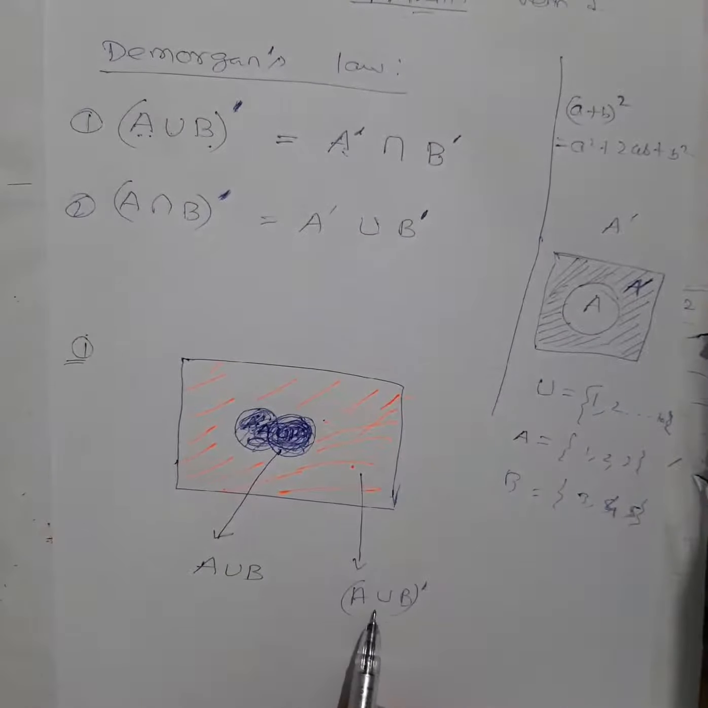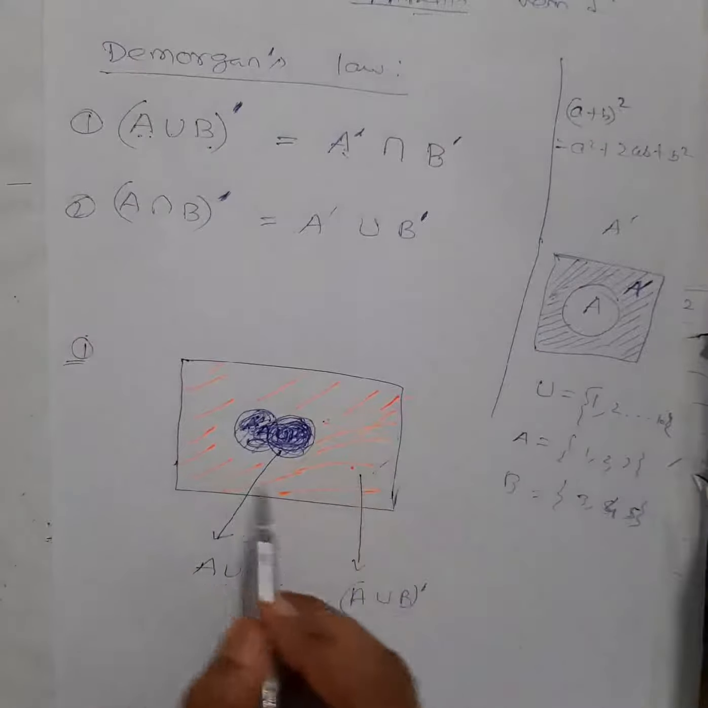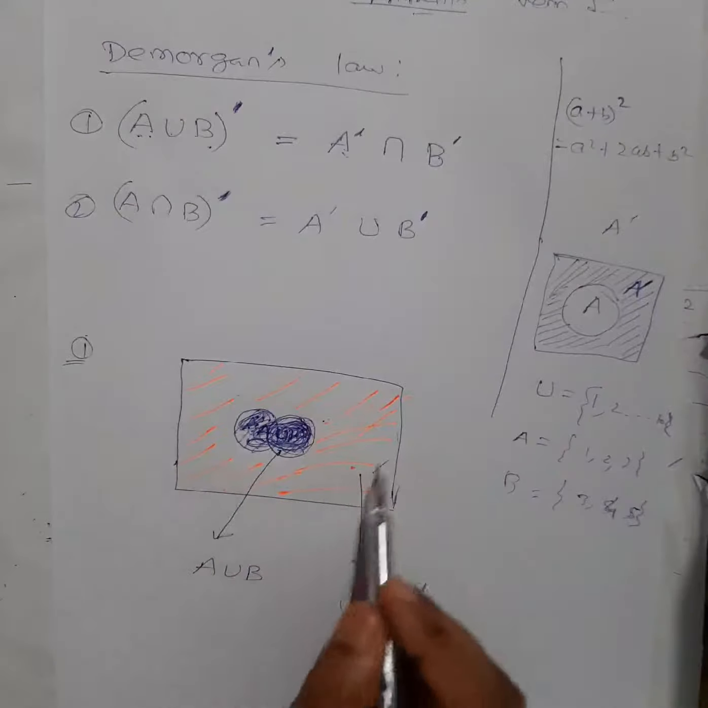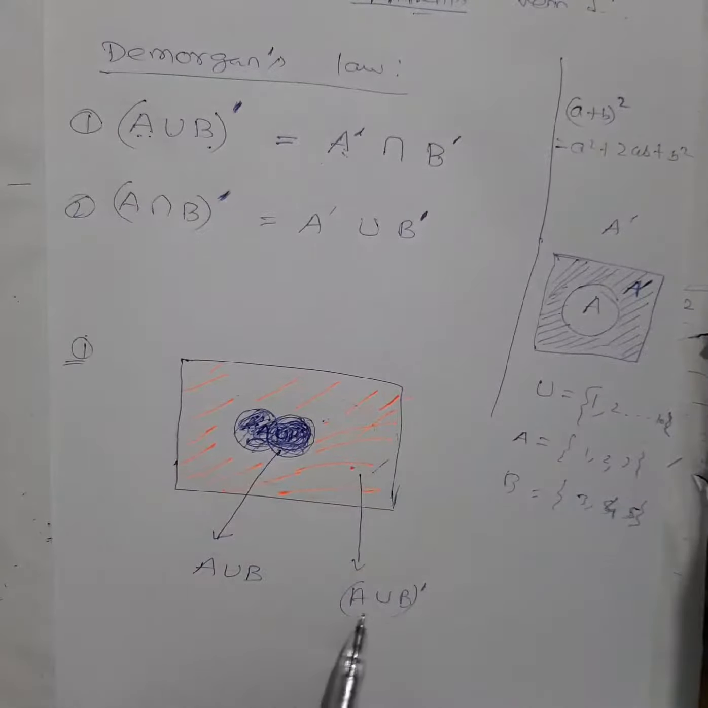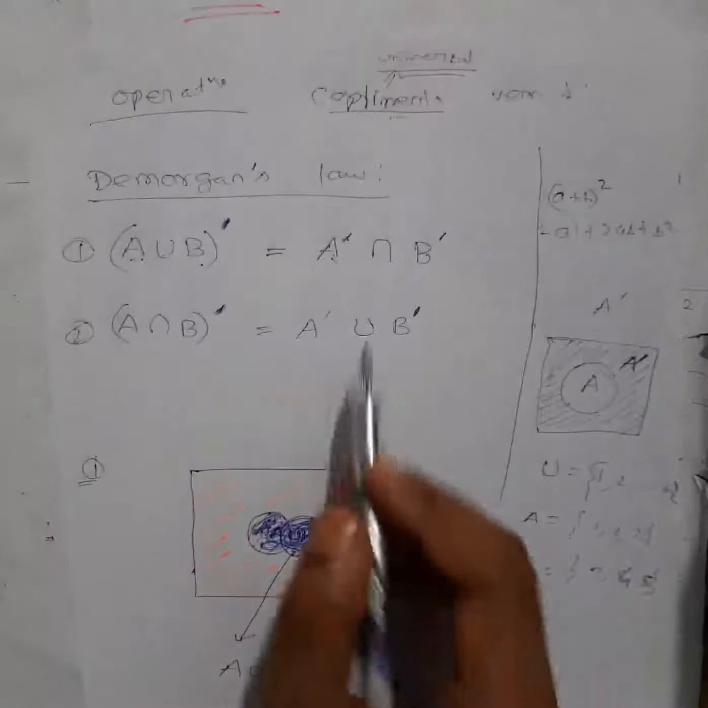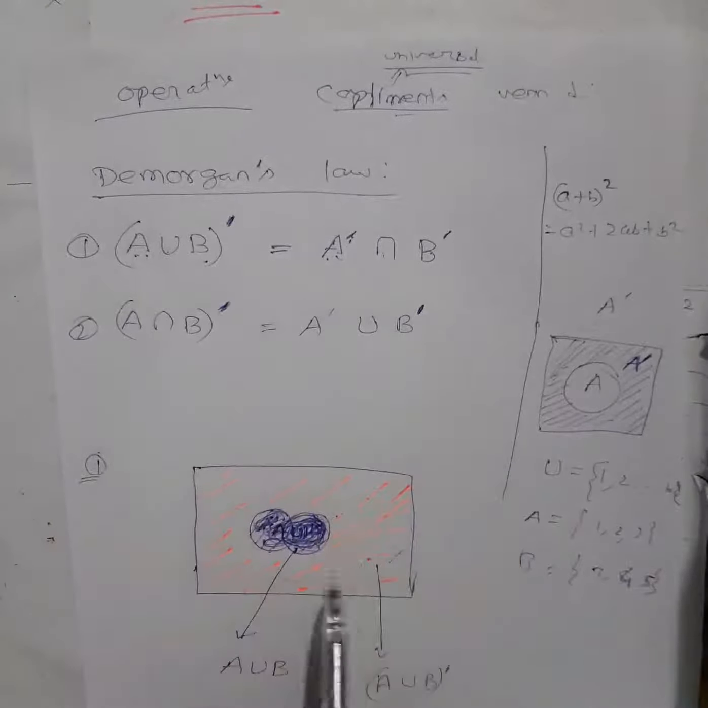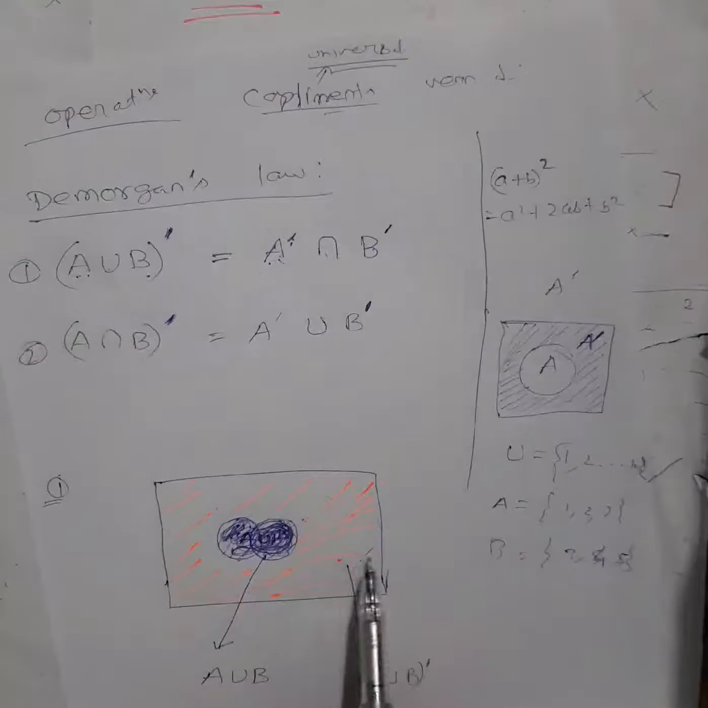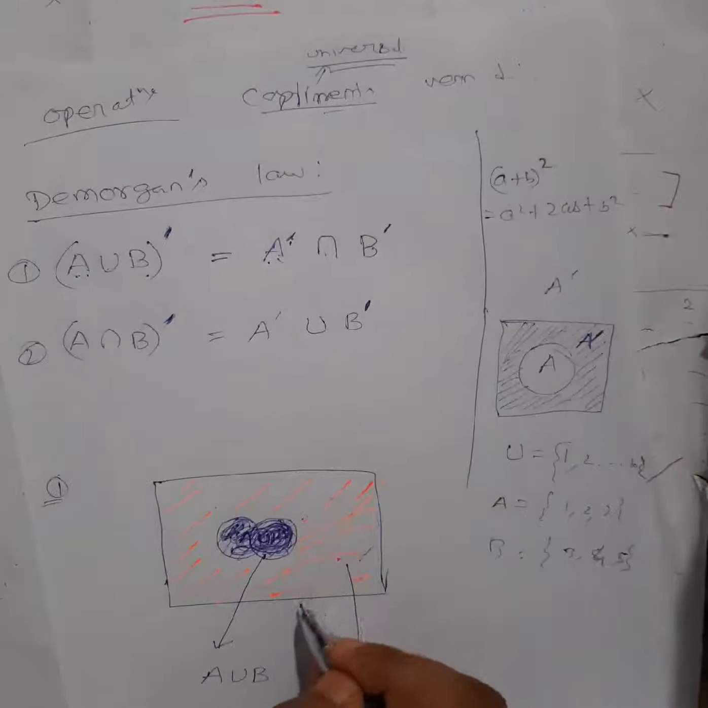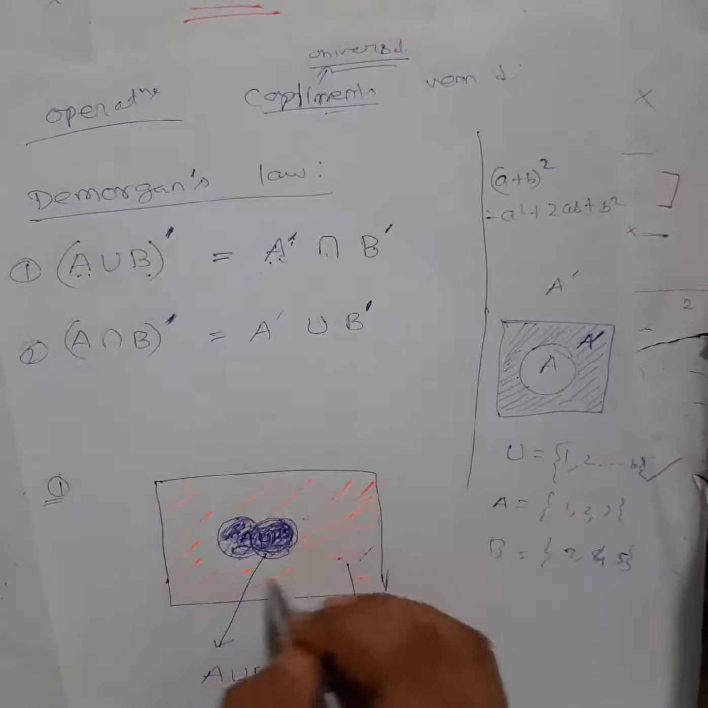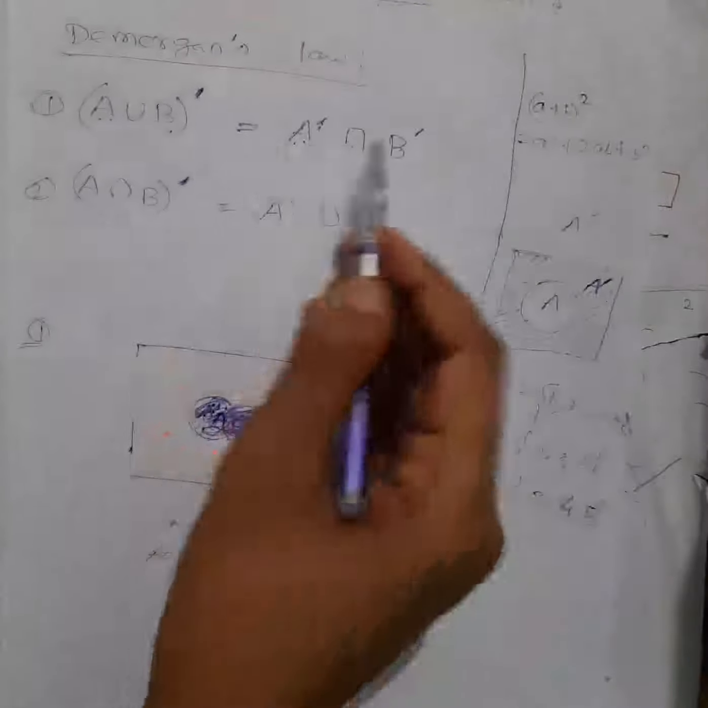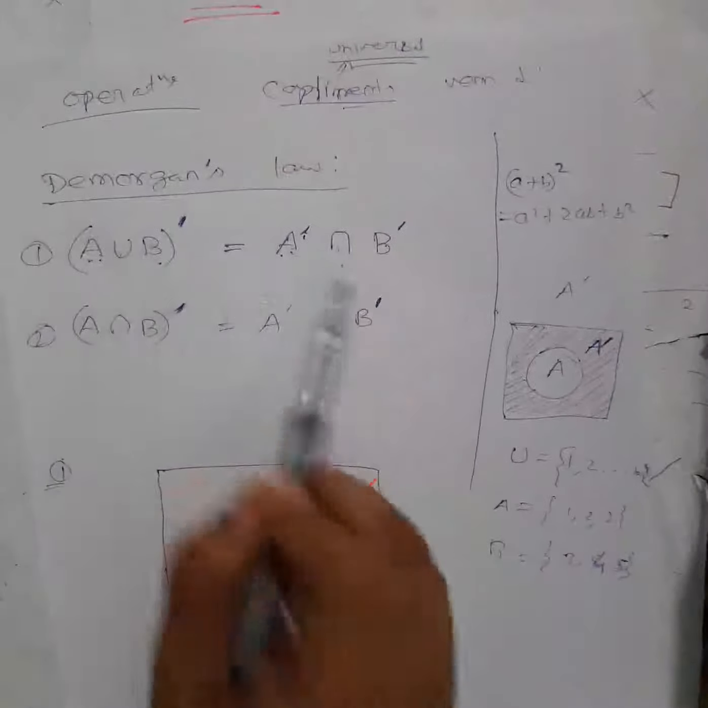Now see here, I know that this orange region is your (A union B) complement, right? But I want to write it in terms of A complement intersection B complement. I want to break it, right? I cannot just say orange region, so how will I show that? I just have to show this portion with the help of A complement and B complement.